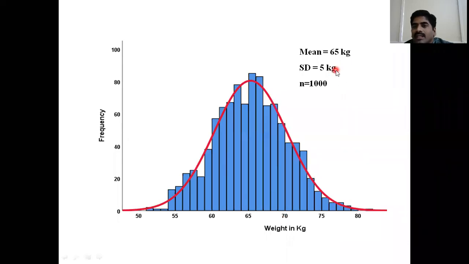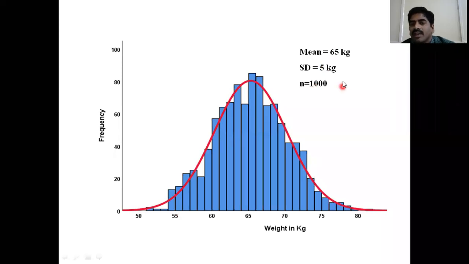And if you increase the standard deviation 2 times, 2 into 5, 10. 65 minus 10, 55. And 65 plus 10, 75. Between 55 to 75, this area covers total 95% of the observations.